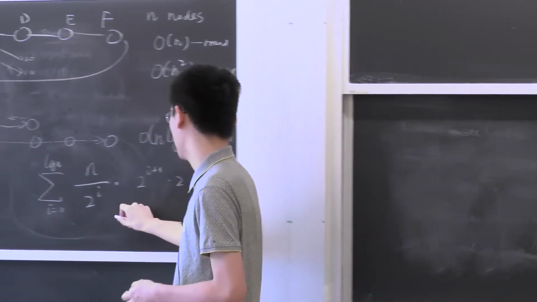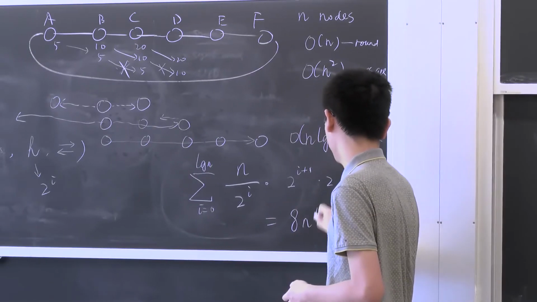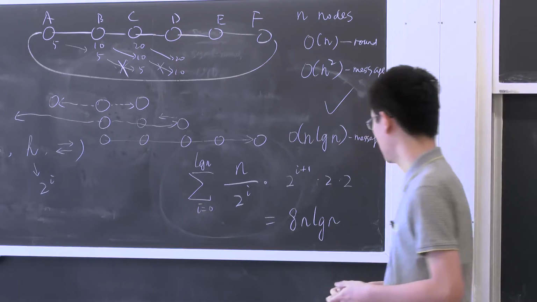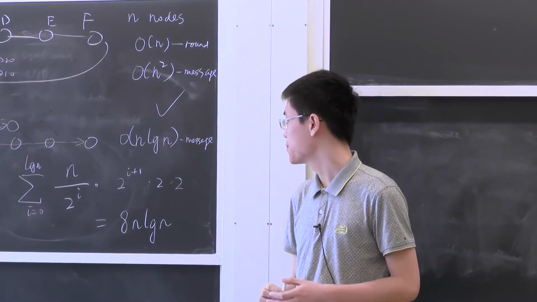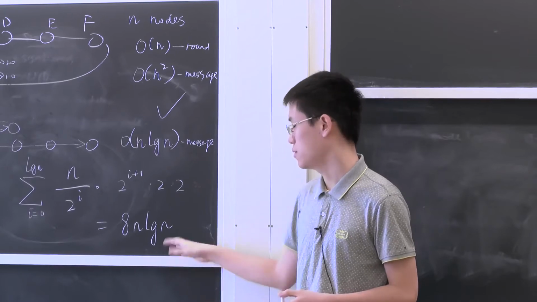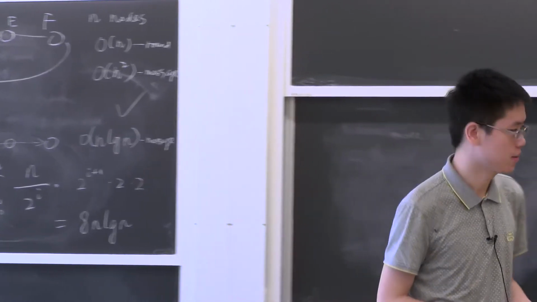Yeah, I think I got 8 n log n. So my recitation note says it's 4 n log n. I'm not entirely sure what's going on. Yeah, but you can double check whether this is correct or the recitation note is correct.